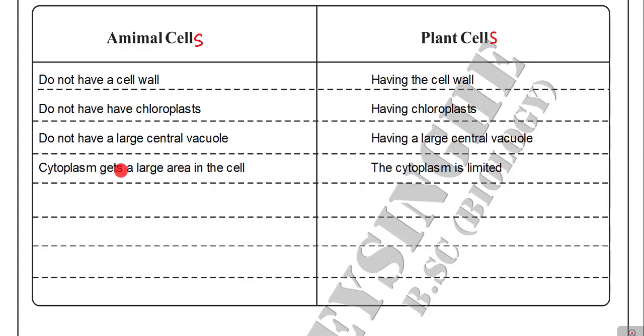The animal cells, cytoplasm has a large area, and the plant cells, cytoplasm is a small area. Right? Because it is filled with chloroplasts and like things there. Starch grains and many things are there in the cytoplasm. The vacuole is large. In that case, cytoplasm has become small in the plant cells.